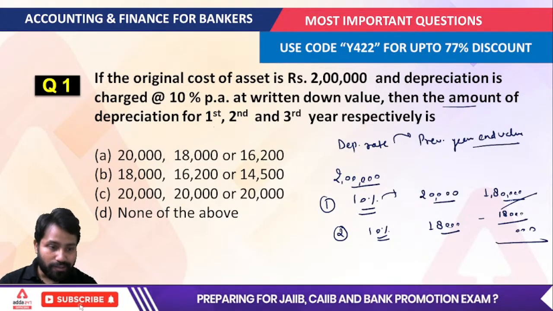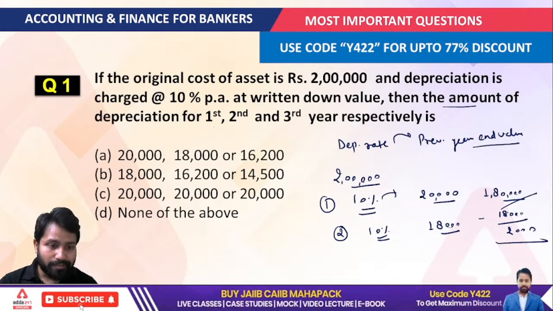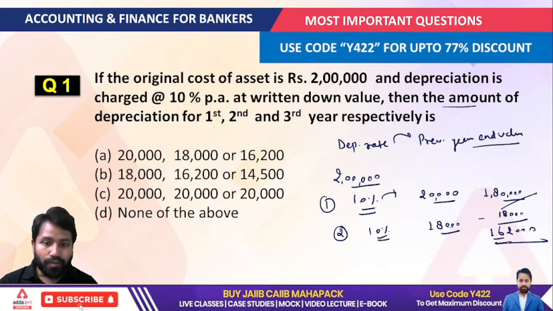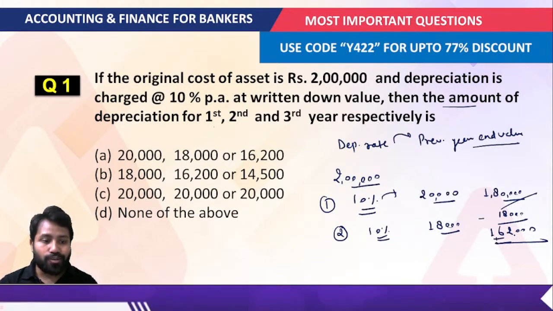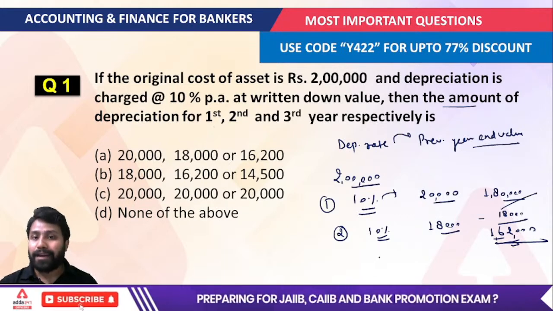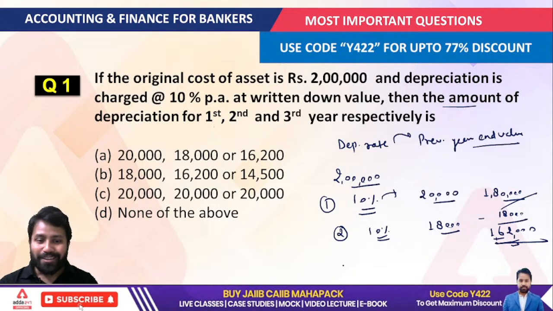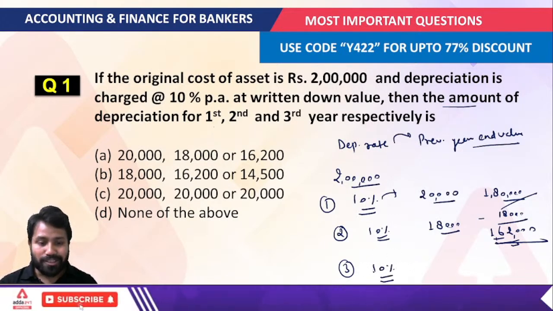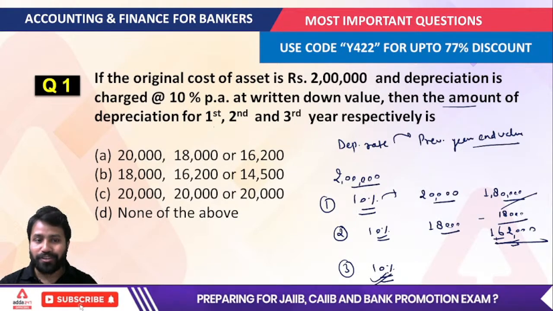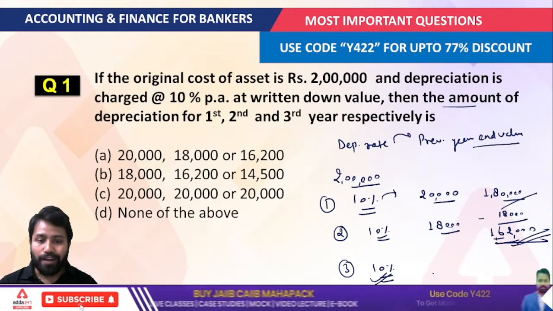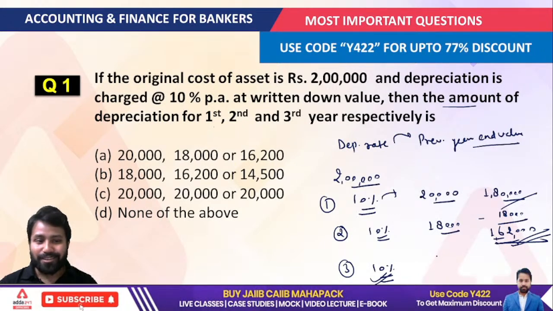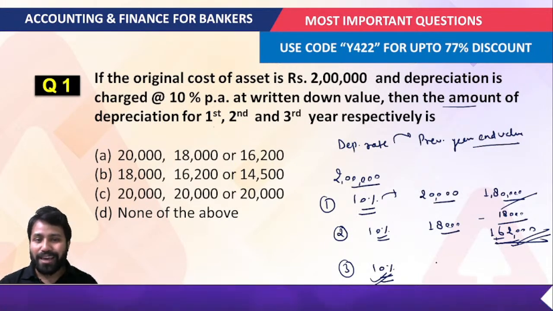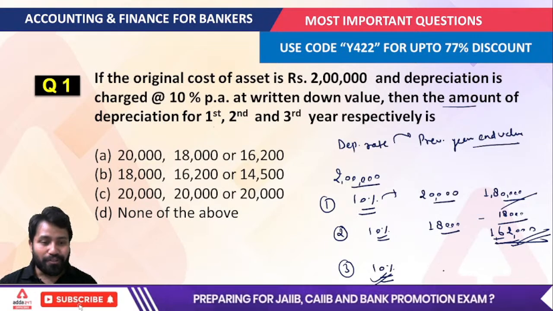Just quickly solve this. You will get the value 1,62,000 rupees, which is the value of the asset at the end of the second year. Now for the third year, to calculate the depreciation amount, the depreciation rate would be applied on this value. So quickly tell me what the answer would be here. You will definitely say 16,200.